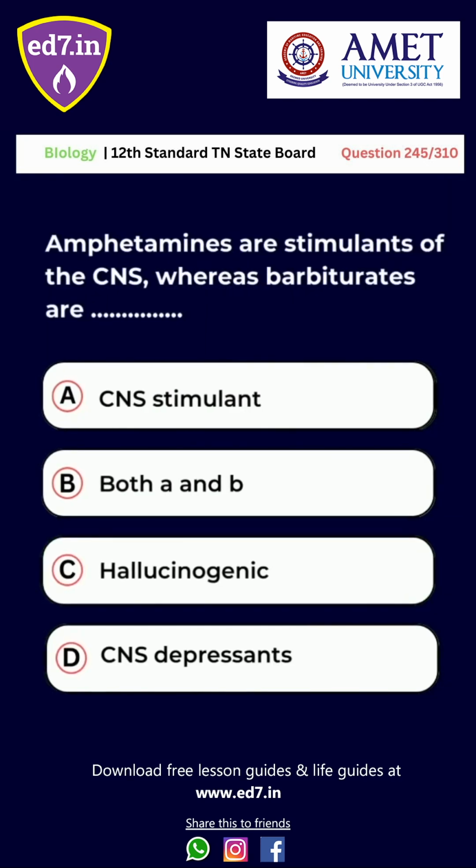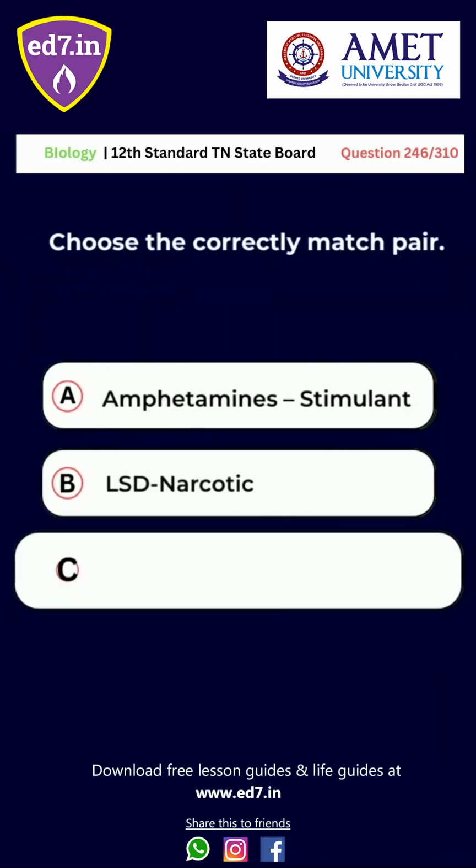Oocyst. Question number 245. Amphetamines are stimulants of CNS, whereas barbiturates are A. CNS stimulant, B. Both A and B, C. Hallucinogenic, D. CNS depressants. The right answer for this question is option D. CNS depressants.